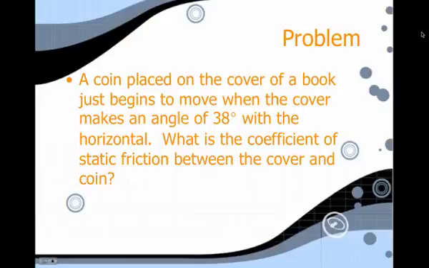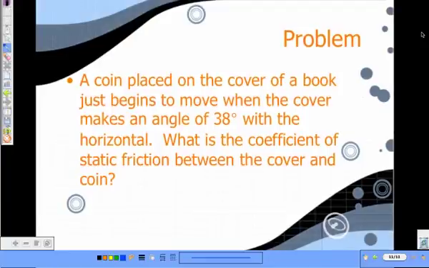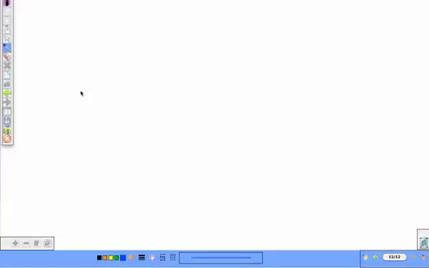So if a coin is placed on the cover of a book and just begins to move when the cover makes an angle of 38 degrees with the horizontal... Up until that point, it's not moving, so we're using the static coefficient of friction. Let me change to black and draw the picture. 38 degrees, right? And we have this coin here. We don't know anything else, right?